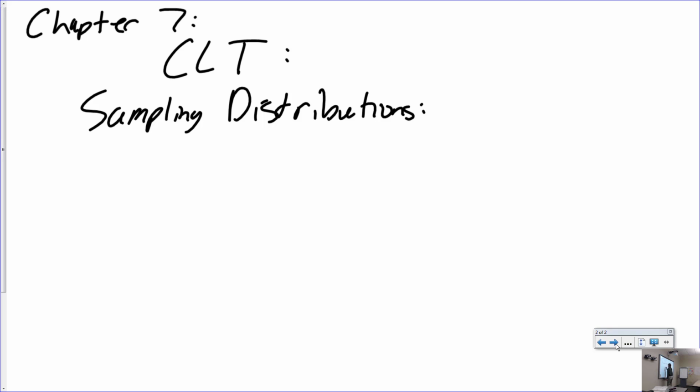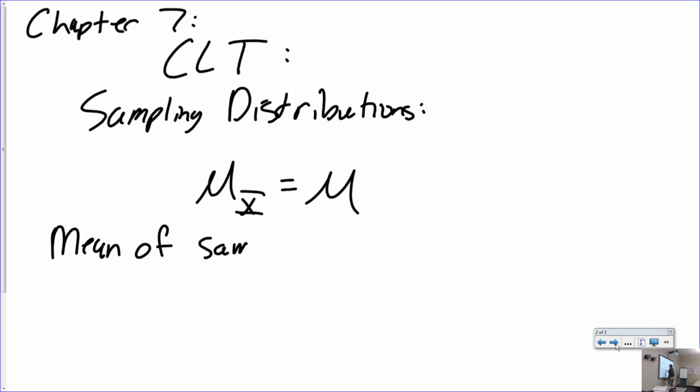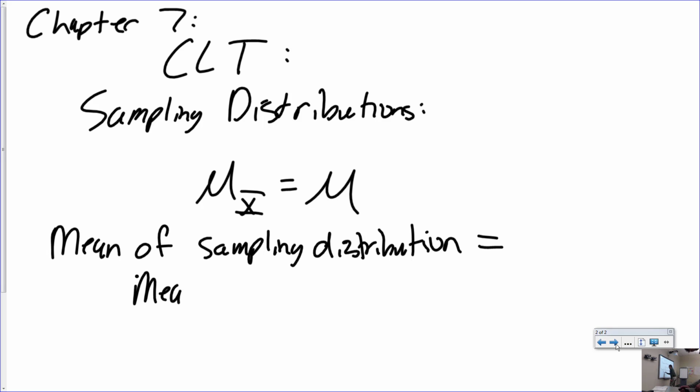And one of the things that we learned is that the mean of the sampling distribution is the same as the mean of the overall population. Mean of a sampling distribution equals mean of the population.